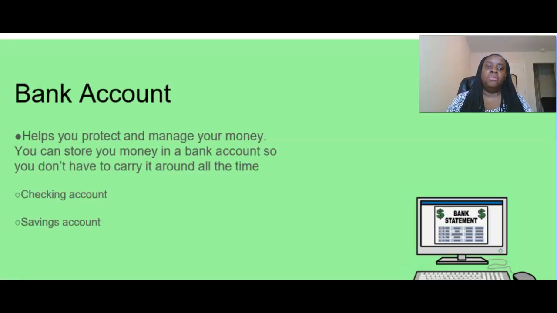So a bank account helps you protect and manage your money. You can store your money in a bank account so you don't have to carry it around with you all the time. You can have two types of bank account, a checking account or a savings account.